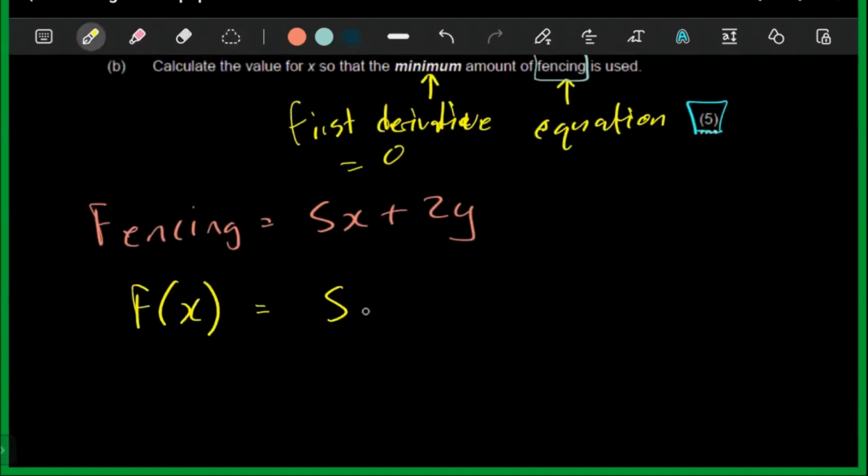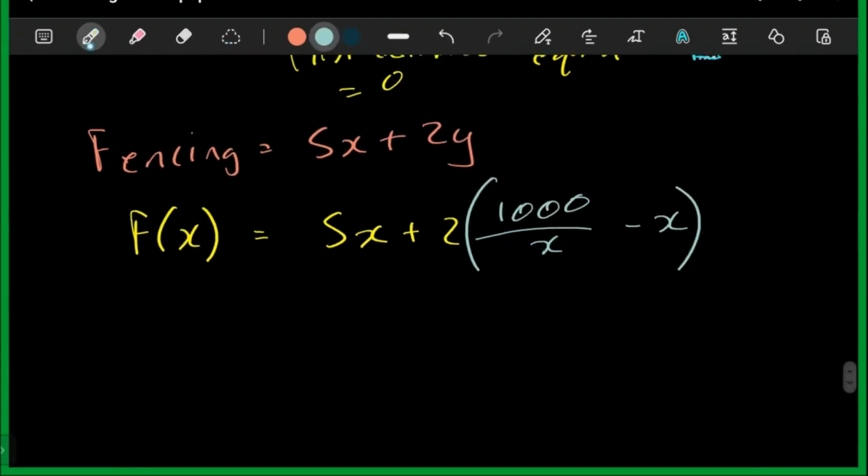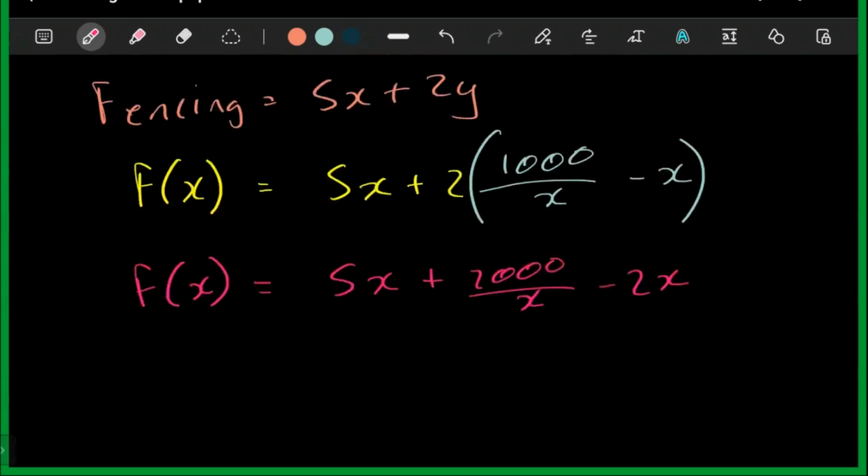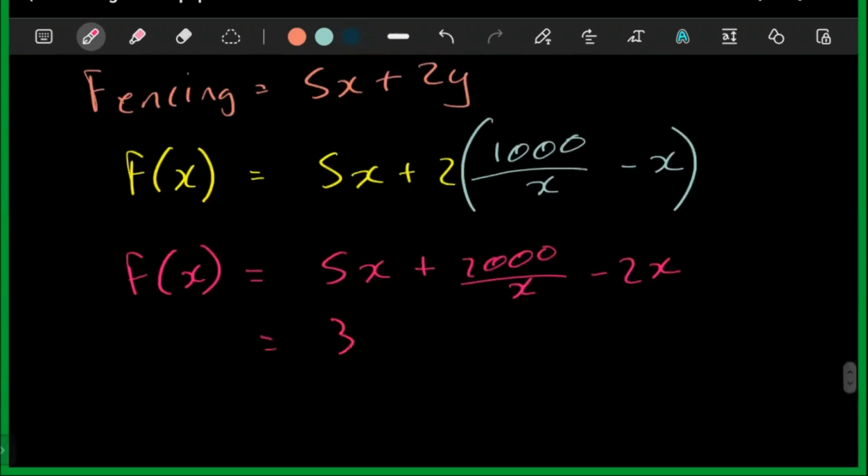See, so 5x plus 2, and then you have this here in brackets. Put that there. And then here, you have the 5x. If you multiply inside, you're going to have 2000 over x. Multiply again, you have negative 2x. This is f of x. The fencing, this is the equation for the fencing. If you simplify it, you can have 3x plus 2000 over x. Now you have an equation for the fencing needed.